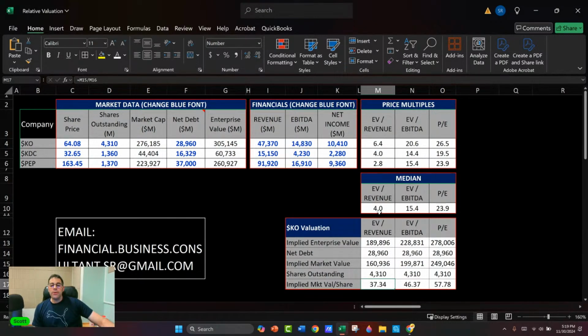And I'm sure if you did this for Dr. Pepper or Pepsi, probably one of these two would be undervalued. Because if something is overvalued, something else has to be undervalued. Especially if there's only three.